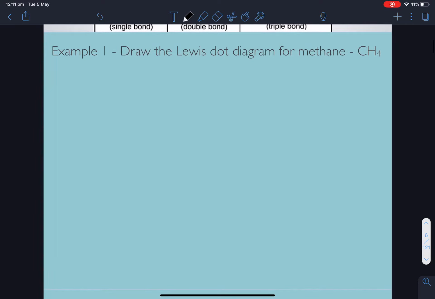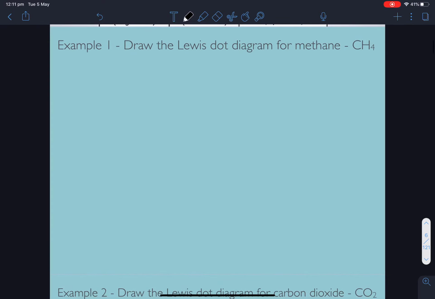Okay, let's do some examples together. Lewis dot diagram of methane. I'm doing this and going back because a few people were like, oh, Lewis dot diagrams, that was so long ago. So I just thought I'd chuck this in as a revision.